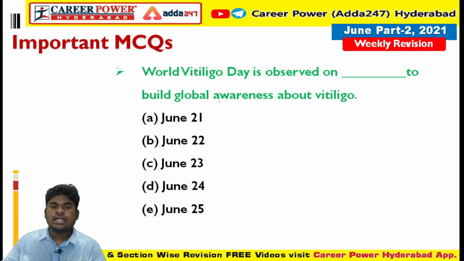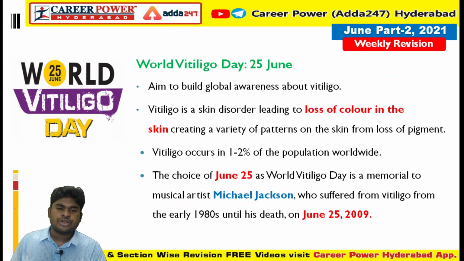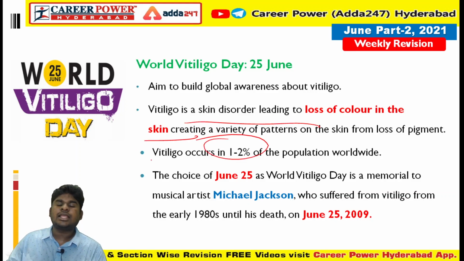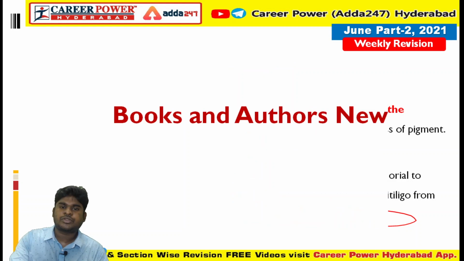So World Vitiligo Day is observed on June 25th, mainly to create awareness about vitiligo, a skin disorder leading to loss of color in skin. Nearly 1 to 2% of the world population is affected by this vitiligo. Michael Jackson, a famous pop singer, also suffered from vitiligo, and his death anniversary on June 25th is observed as the World Vitiligo Day to create awareness.